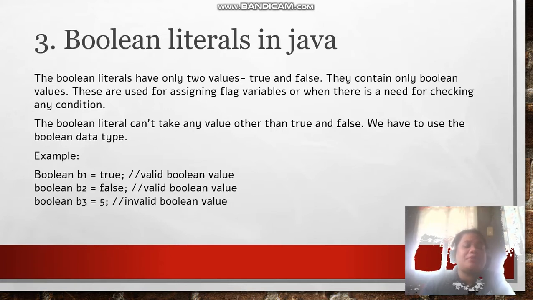Look at the example here. We have Boolean b1 is equal to true and Boolean b2 is equal to false. They are all valid. But in example number 3, we have Boolean b3 is equal to 5. This is an invalid Boolean value because we assigned a number to b3. That is not acceptable.